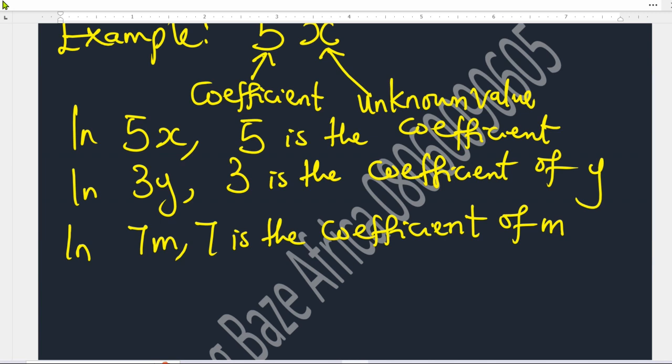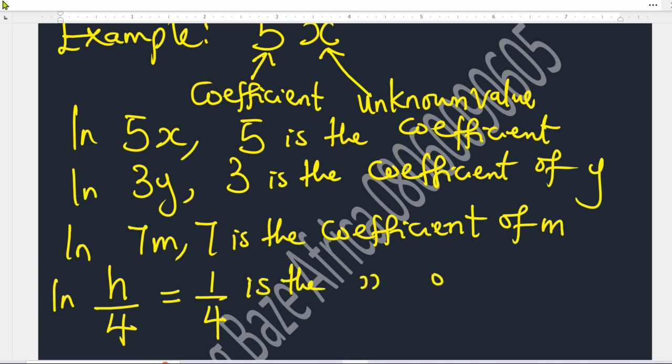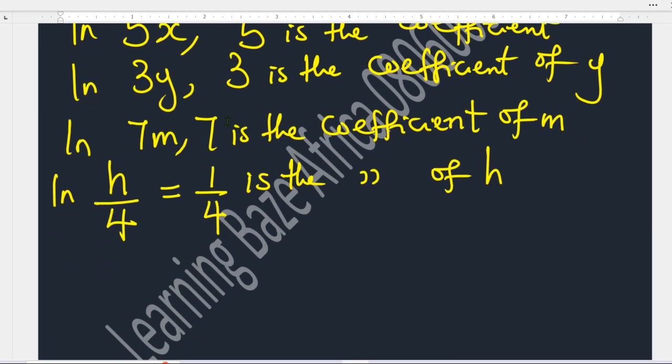What if you have h over 4? What is the coefficient of h in h over 4? Pay attention. The coefficient of h in h over 4 is 1 over 4. I'm going to explain better. So 1 over 4 is the coefficient of h.